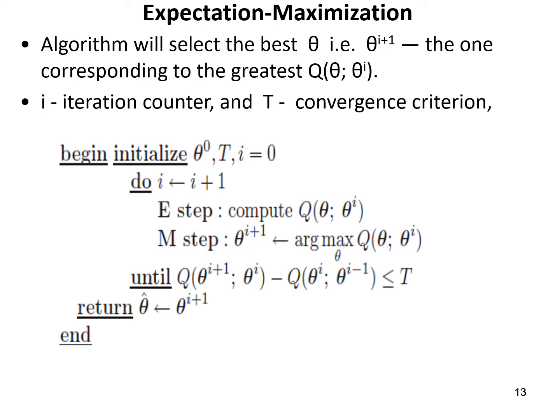i is the iteration counter and T is the convergence criterion. We begin by initializing theta 0 and T, and also i is set equal to 0, and in every step it is increased by 1. The expectation step is to compute the Q function, and in the maximization step, the next theta value is found such that the Q function is maximum. This is repeated until the difference between the current Q function and the previous Q function is less than the threshold, and the corresponding theta is returned as the final theta.